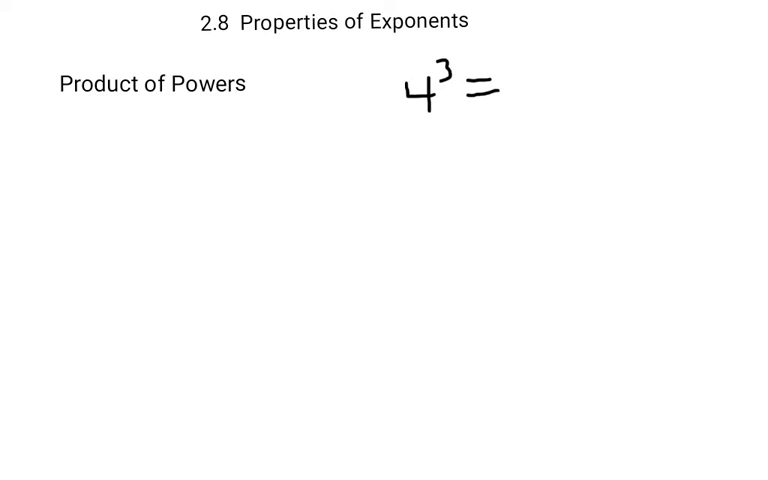I'm going to talk about properties of exponents today. Let's do a quick review. This is read as 4 to the third power. The 4 is the base, 3 is the exponent.